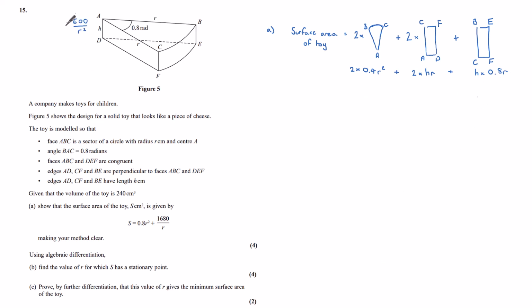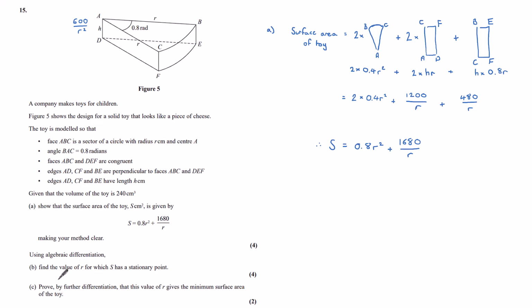Now I've also found my height to be 600 over R squared, and now I can look at substituting this H value into these equations. And so 2 times 0.4r squared remains unchanged, but 2 times my height times r leaves me with 1200r over r squared, and a single r will cancel. And then h times 0.8r, again an r will cancel, and I'll be left with 480 over r. If I add these together and simplify, I do indeed get 0.8r squared plus 1680 over r, and that's the surface area of my toy S.